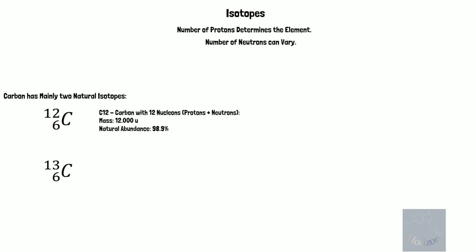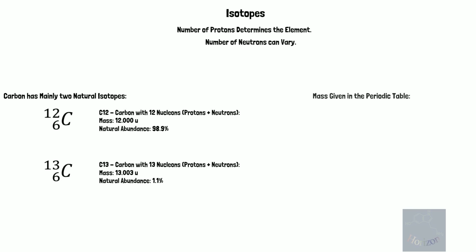C13 makes up 1.1% of all carbon atoms. As you can see here, it has 13 nucleons, meaning it has 7 neutrons in addition to its 6 protons. Its atom mass is 13.003 U. But how do we calculate the mass given in the periodic table? The mass is calculated with the isotope's weight and natural abundance.